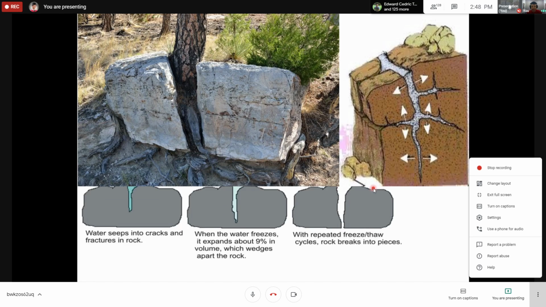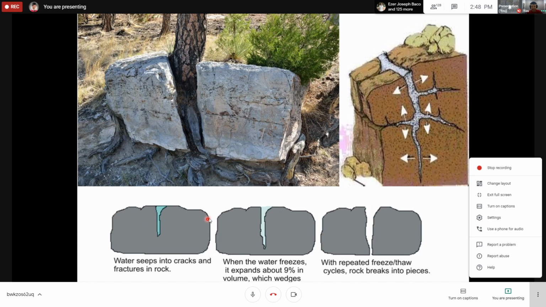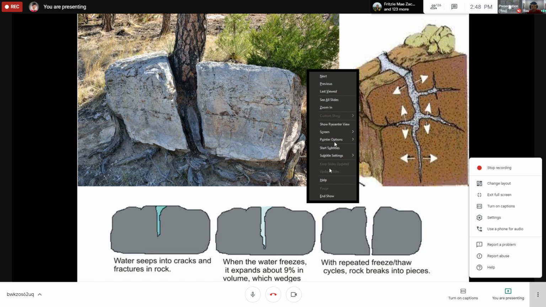So another example of which is kaninyo bato, di ba? So for example, na ay crack diha or void, then na ay tubig nga nisulod diha. So when water freezes, it expands about 9% in volume. So ngano mo expand man siya 9% in volume?